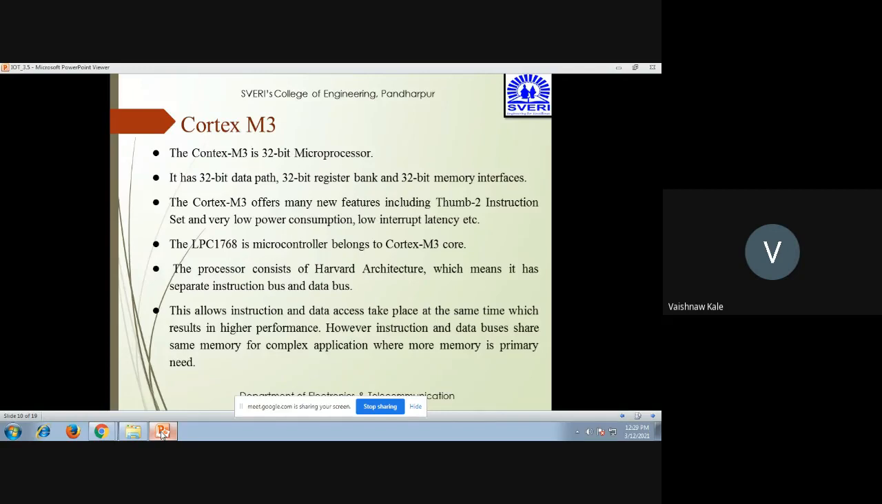However, instruction and data buses share the same memory for complex applications where more memory is the primary need. So whenever more memory is required, at that time the instruction and data bus share the same memory.